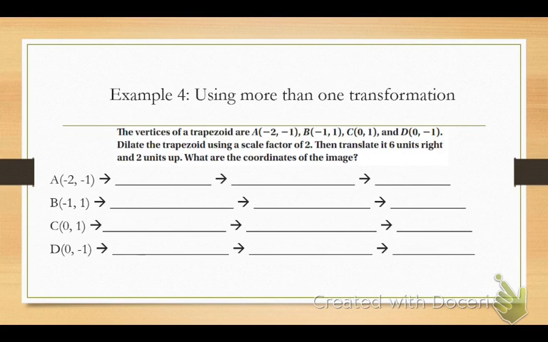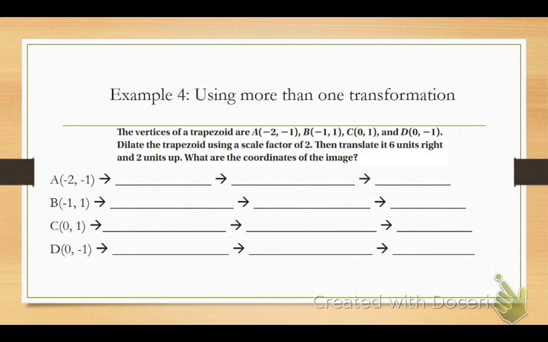On the next example, we're going to take a set of ordered pairs. This is a trapezoid now. We're going to take a set of ordered pairs through 2 transformations. This means that I do one transformation, I come up with a new set of ordered pairs, then I take that set and I transform it again. So let's look at the instructions. It says to dilate the trapezoid using a scale factor of 2, then translate it 6 units right and 2 units up. Then it wants to know what are the coordinates for the final image. So you have an idea what we're going to do?